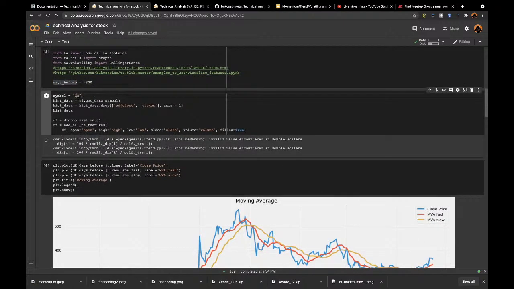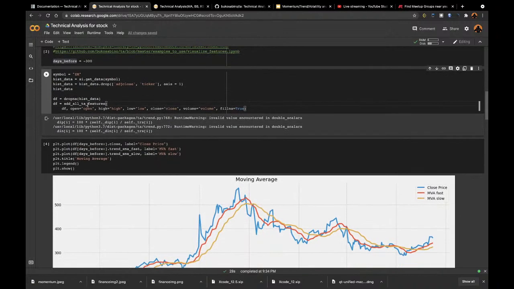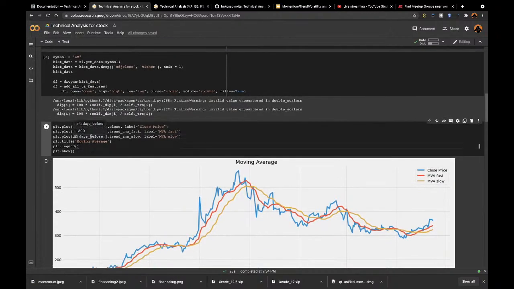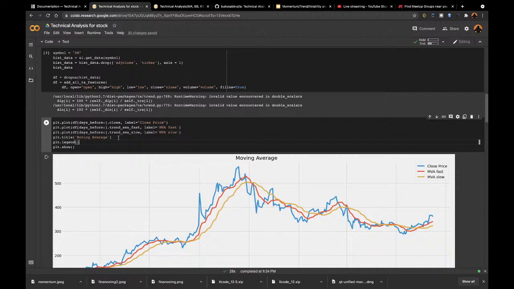Then I put the ticker symbol here. I get the data by using get data from Yahoo Finance, the historical data. After that, I put all the data into the data frame. Eventually I can show it by using this plot, a graph library which most people using Jupyter notebook use. This is the title, and then I put in this data, minus 300, meaning 300 days ago till now.